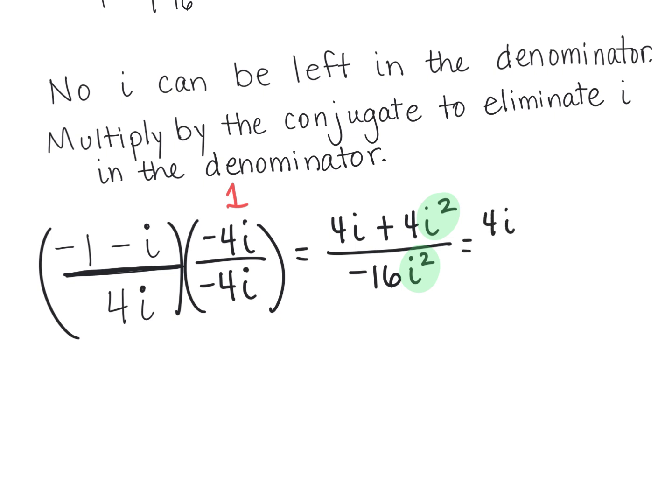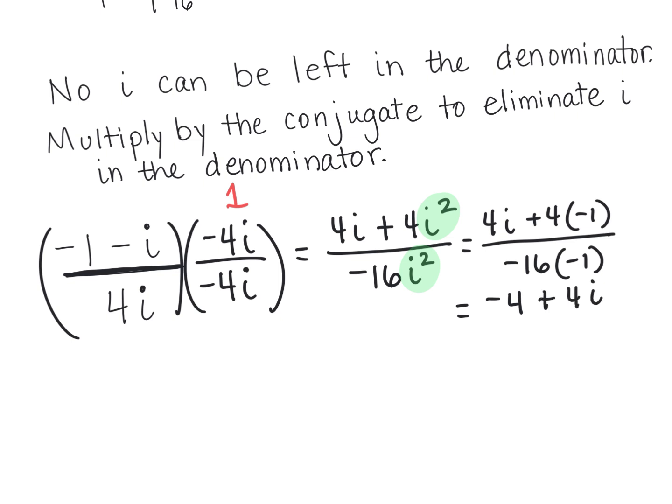So this is 4i plus 4 times negative 1. And in the denominator, we have negative 16 times negative 1. So in the numerator, I'm going to put the real part first. So this is negative 4 plus the imaginary, so 4i. And in the denominator, I'm going to have the number 16.